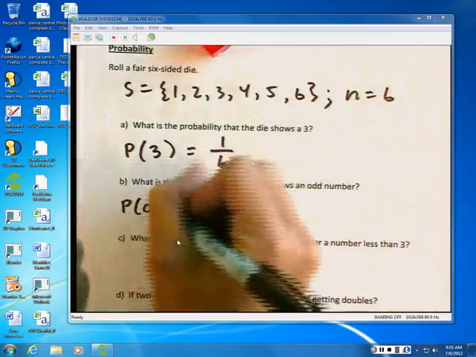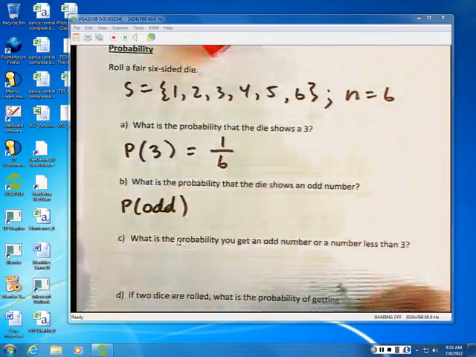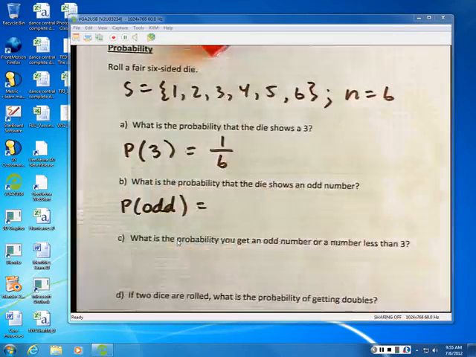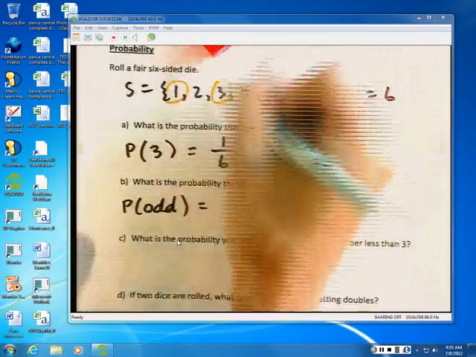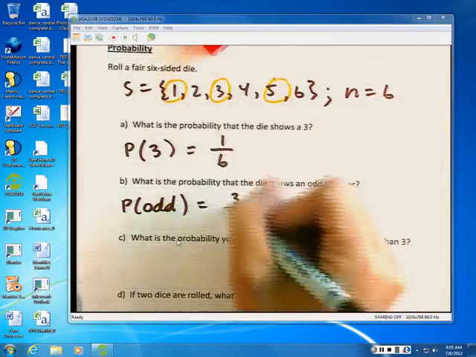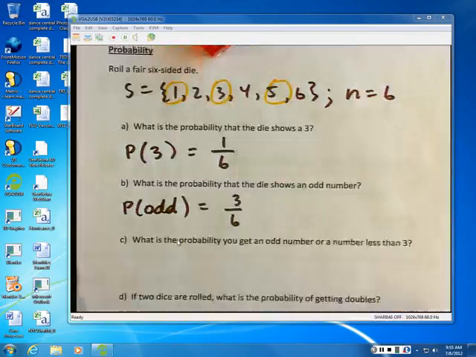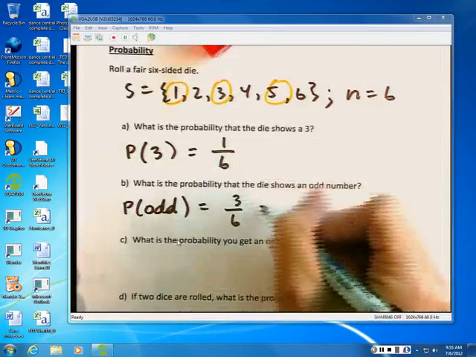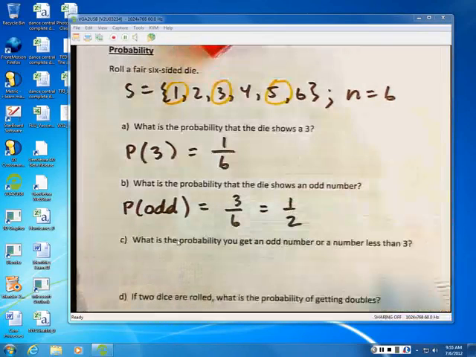So the probability of getting an odd number, well, now I go up here, and every other one's an odd. So I get a 1, a 3, or a 5. Now there's 3 possibilities. So I've got 3 possibilities out of the 6. You need to reduce these fractions. 3 out of 6 is the same as 1 out of 2, or 0.5, or 50%.